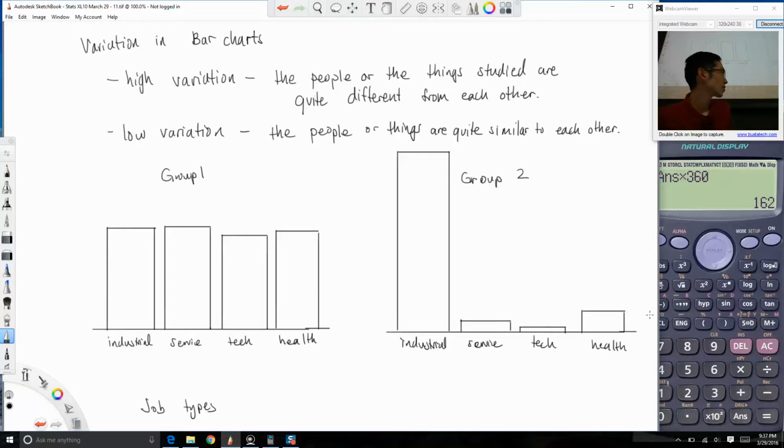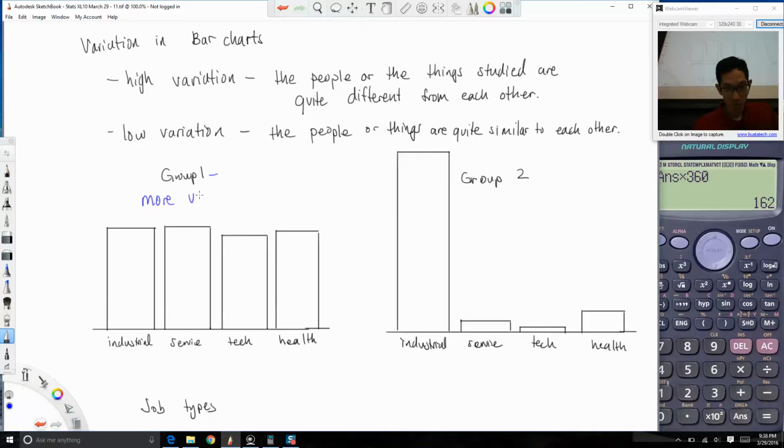Okay, does group 1 or group 2 exhibit more variation? Who thinks group 1 has more variation? Group 2? All right, well, let's think about this. Are the people or things studied quite different from each other, or quite similar to each other? The answer is group 1 has way more variation.